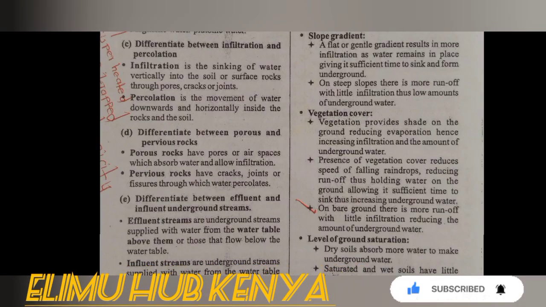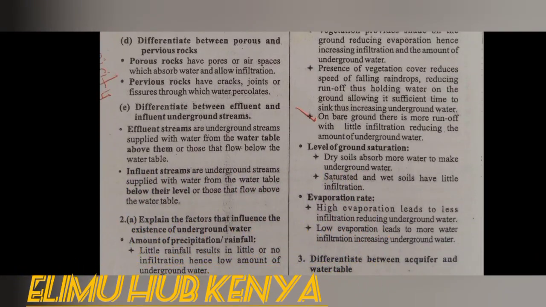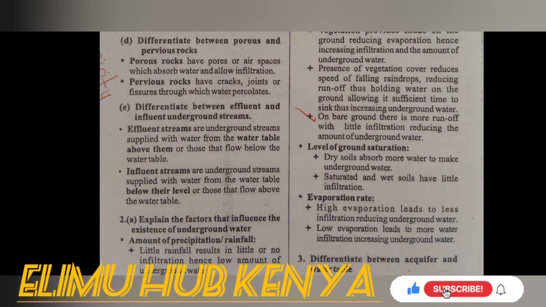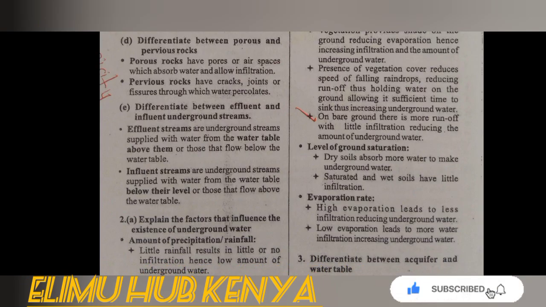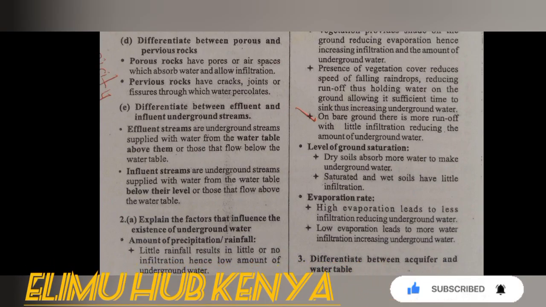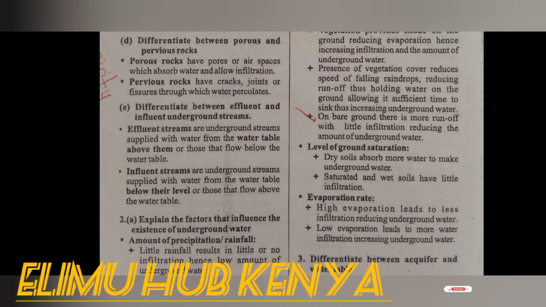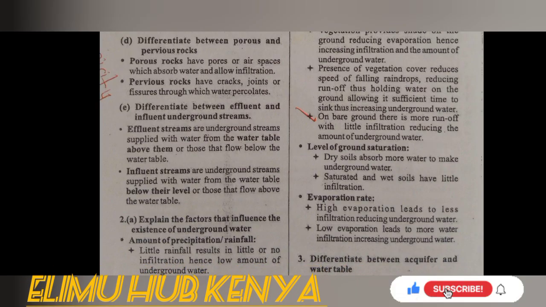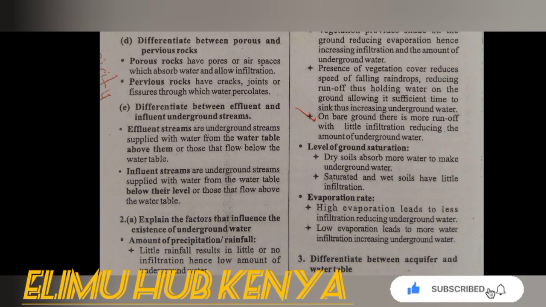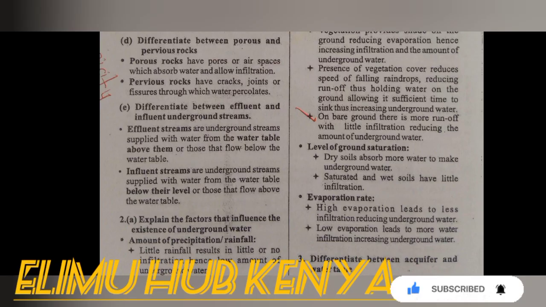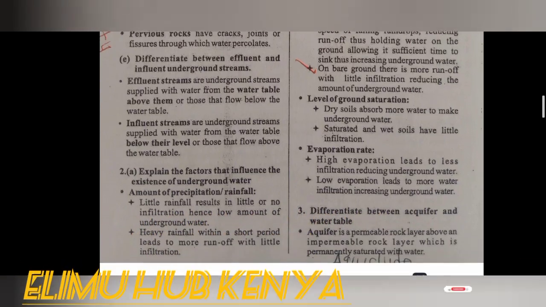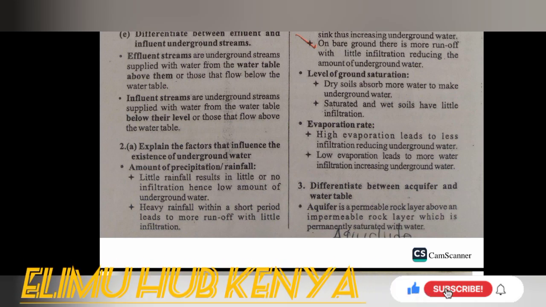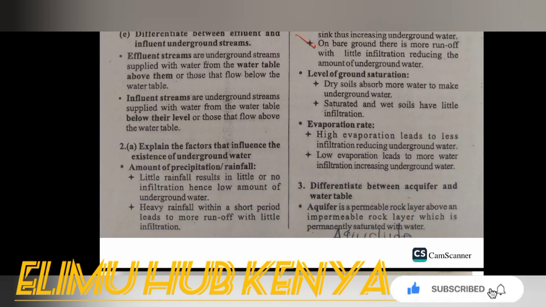The other aspect that you need to focus on in this topic is the difference between effluent streams and influent streams. Basically, effluent streams are those underground streams which are normally supplied with water from the water table above them, while influent streams are those underground streams which are normally supplied with water from the water table below them. In short, the effluent streams normally flow below the water table, while the influent streams flow above the water table.